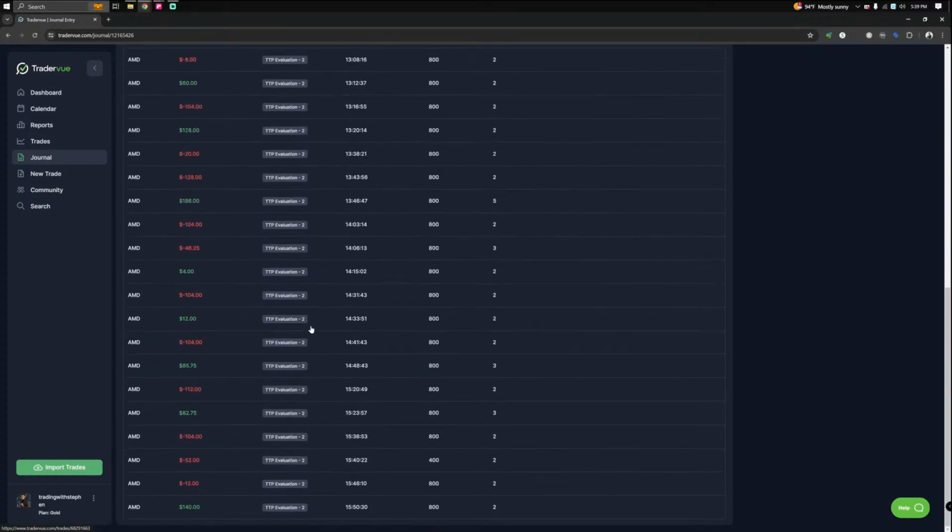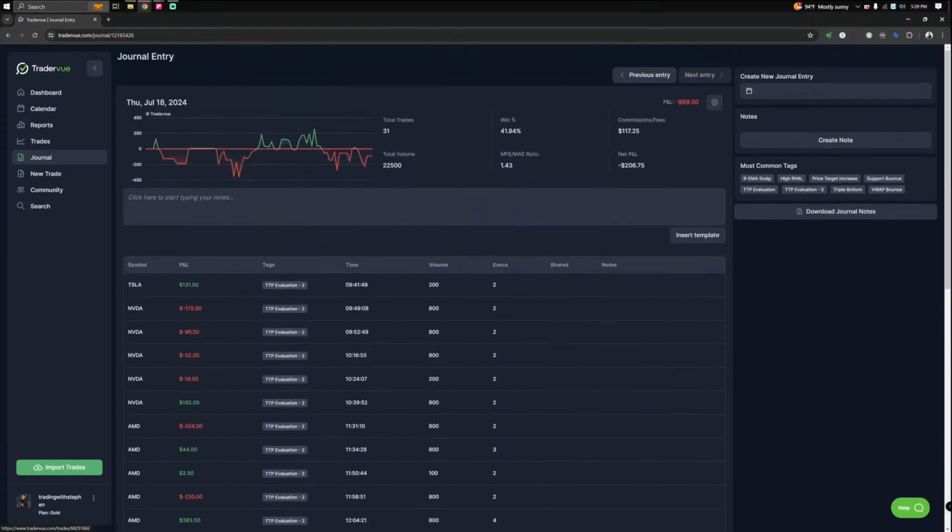You can see just a bunch of trades. I mean, you can see right here, I had 42% accuracy. I had 31 trades overall.